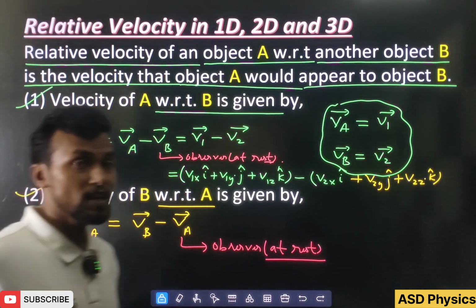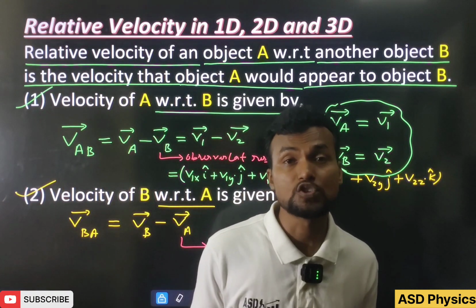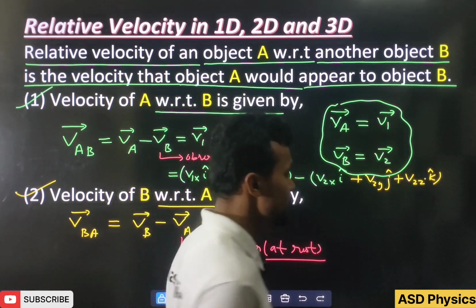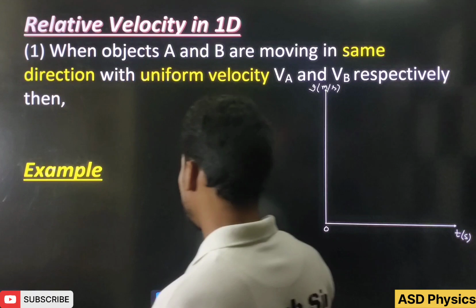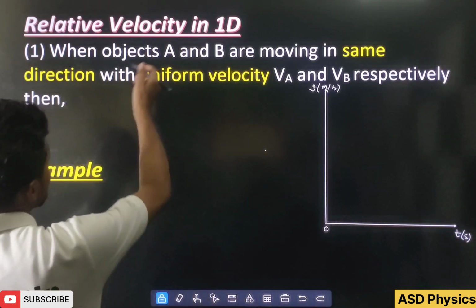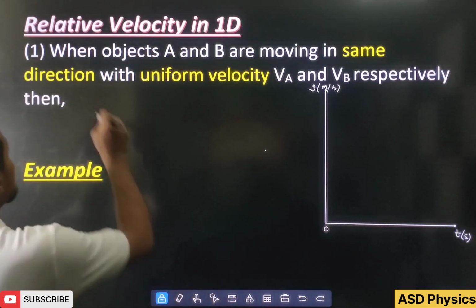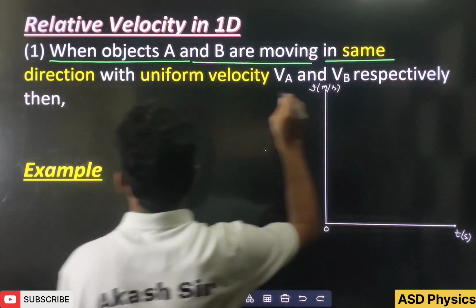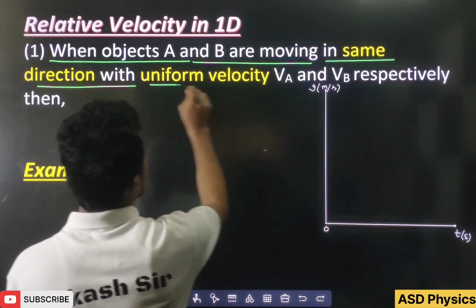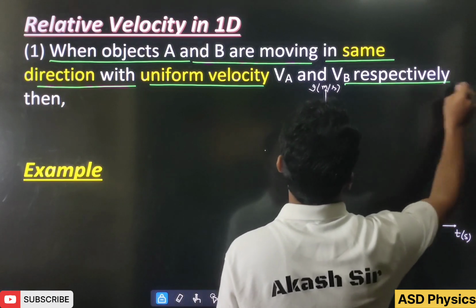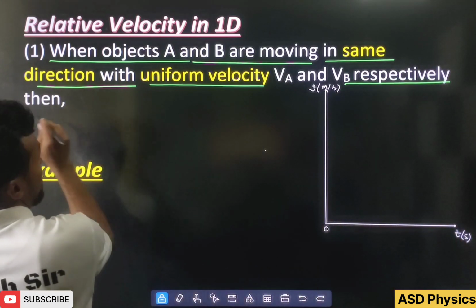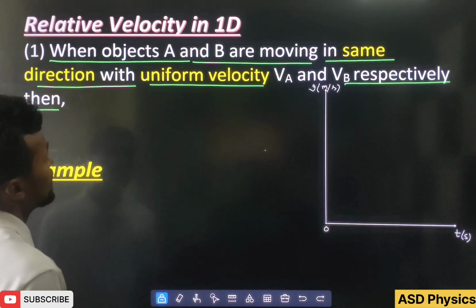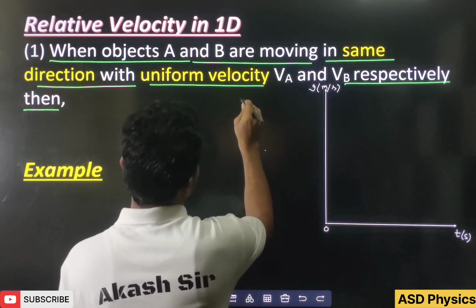Now, as we are learning motion in a straight line, we are going to focus on relative velocity in one dimension. So see here, the heading is relative velocity in 1D. When objects A and B are moving in the same direction with uniform velocities VA and VB respectively, they are moving in the same direction, as I have told you very well.